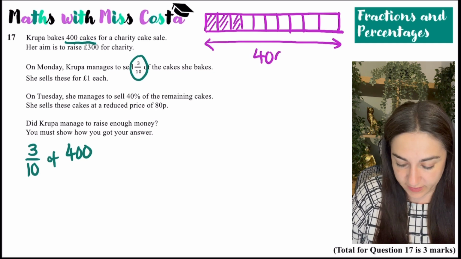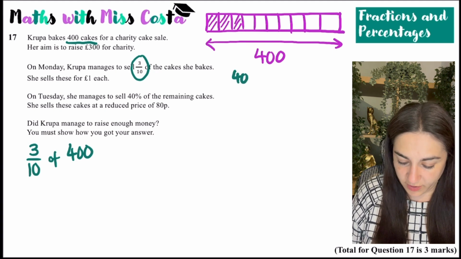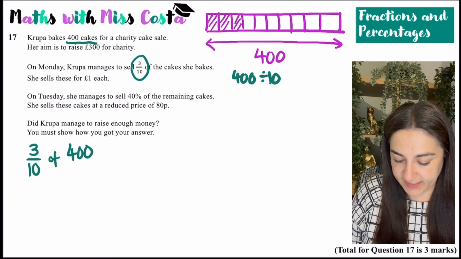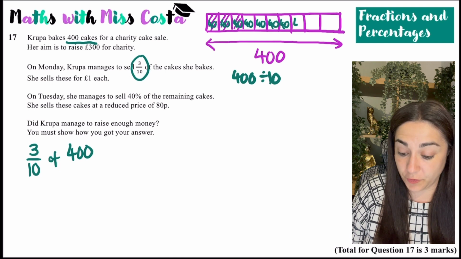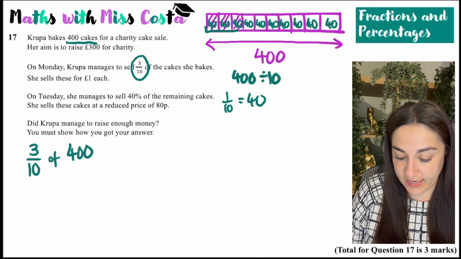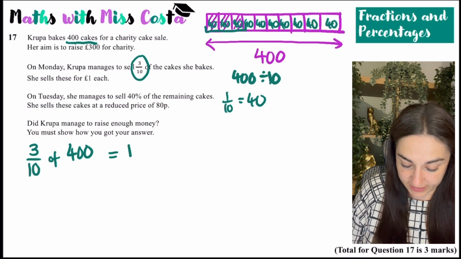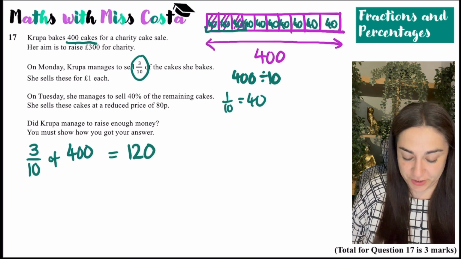So 400 in this case has been split into 10 parts. If I do 400 divided by 10, that would be 40. And to divide by 10, if it's a multiple of 10, you just chop off the 0. So each tenth, I know that 1/10 is 40, and 3 of those tenths is going to be 40 times 3, which is 120. So that's the best way to do fractions.